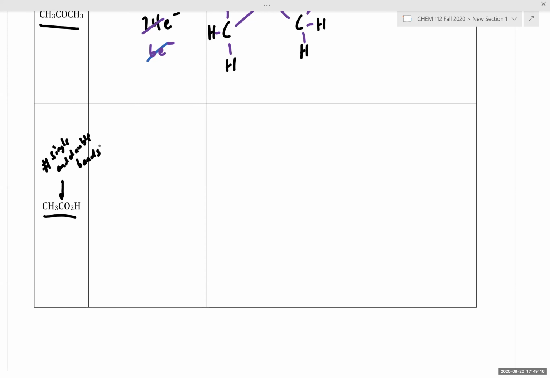Keep in mind the ordering of atoms in your chemical formula provides you a hint for the connectivity of atoms in your Lewis structure. And keeping with the theme of functional groups, this CO2H formula component represents another organic functional group known as a carboxylic acid. We'll talk more about that later.